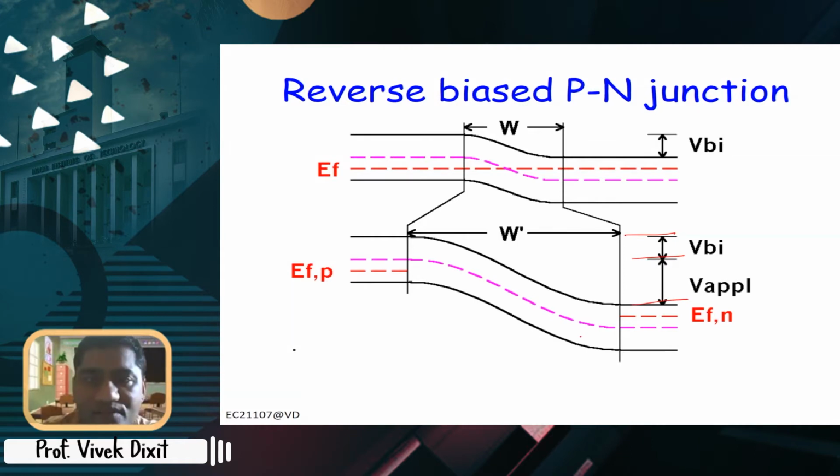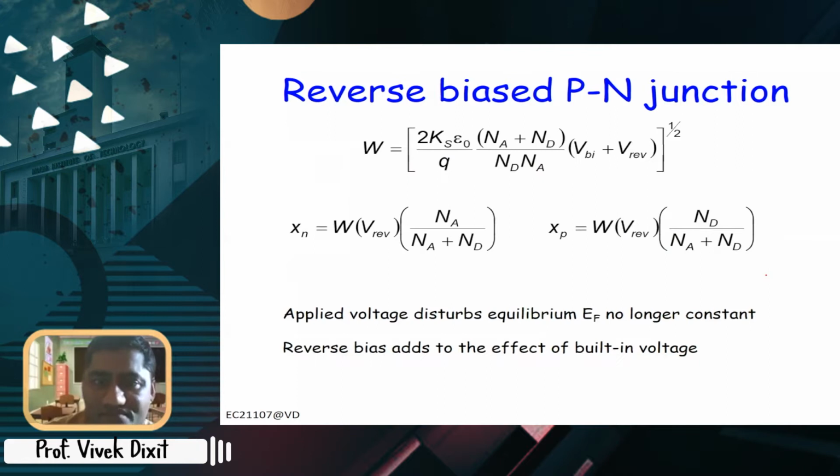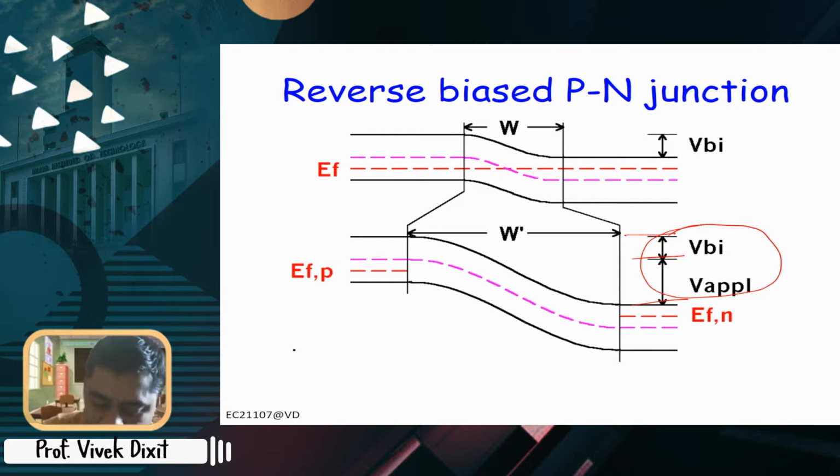So what is the expression for depletion width? It will be the same expression where V0, the built-in potential, will be replaced by the total potential. So it is the same expression with V replaced by V built-in plus applied reverse bias. And in reverse bias, will current flow? Of course, the barrier is even higher. So there is a high barrier for electrons and a high barrier for holes, so none of them can diffuse.